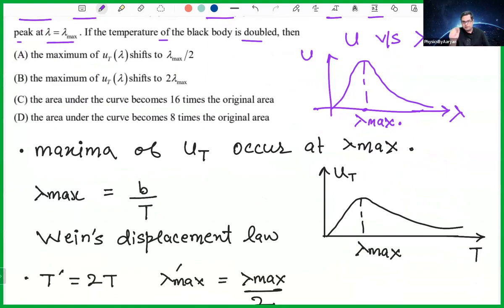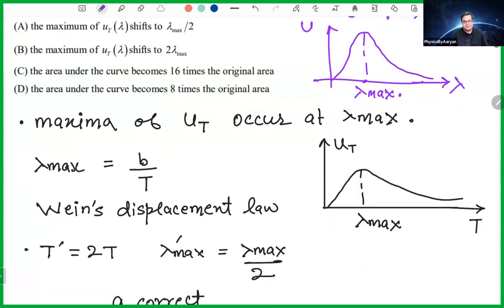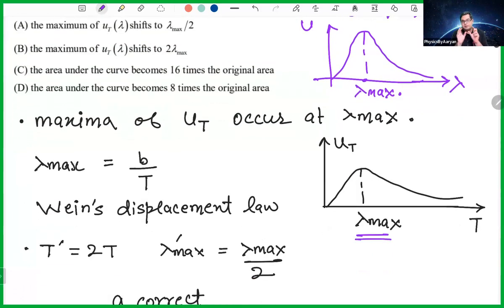Wherever the maximum of the energy density comes, that is known as lambda maximum. So at this wavelength, energy is maximum. I told you, no? Energy is less for low frequencies, and energy is less for high frequencies. Energy is more somewhere in between. So the wavelength or the frequency where the energy is maximum is known as lambda max or nu max.